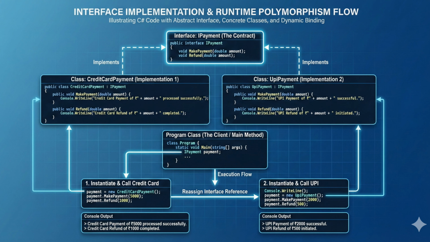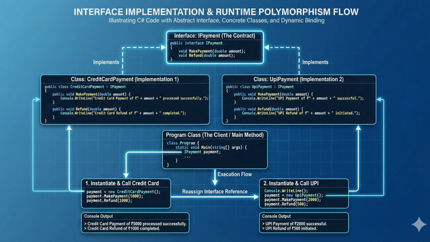This diagram represents how real enterprise applications are designed. Payment gateways, banking systems, e-commerce platforms, microservices, and cloud-based systems all follow this same interface-based architecture. Interfaces act as a bridge between the application layer and the implementation layer, ensuring flexibility, scalability, and clean code structure.